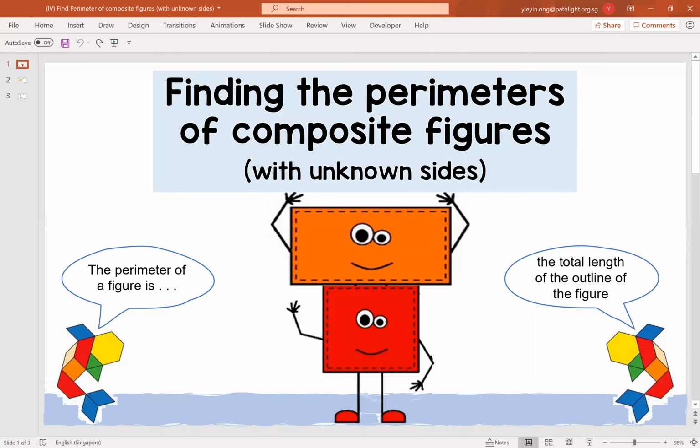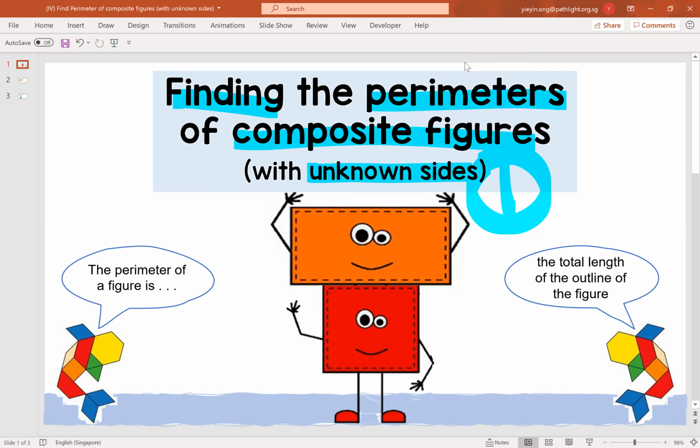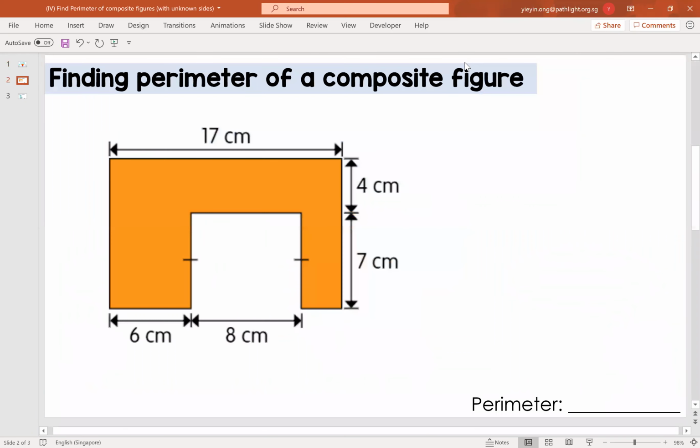We have already learned how to find the parameters of composite figures. So today we are going to focus a little bit on composite figures with unknown sides. So we have to find the unknown sides first, number one. Then number two, we find the perimeter.